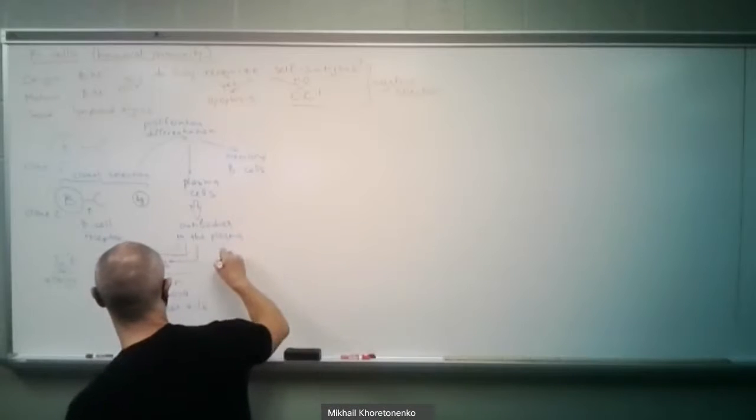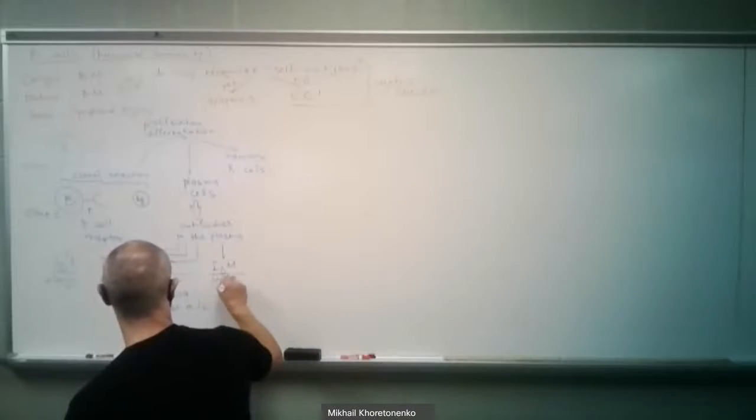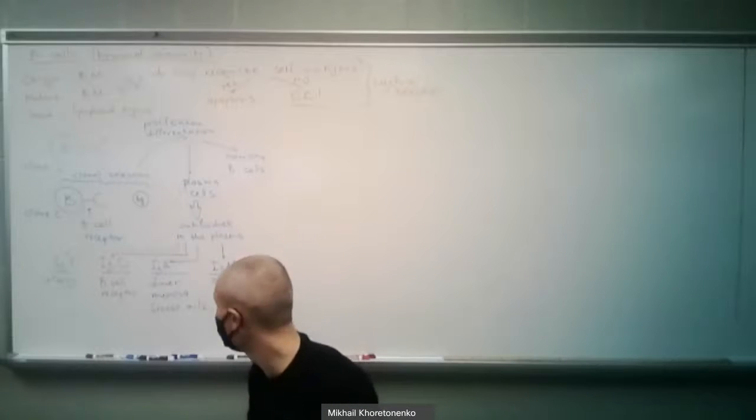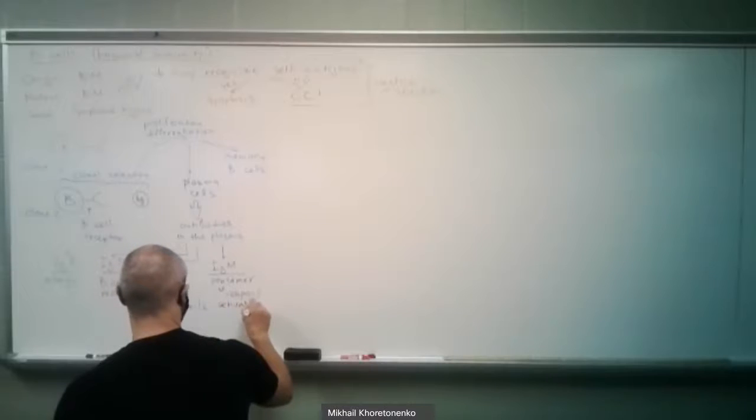The fourth type of antibody is IgM. IgM is a pentamer, meaning it actually consists of 5 individual antibody molecules. It's the first response antibody. Okay. And it can activate complement. Good so far?